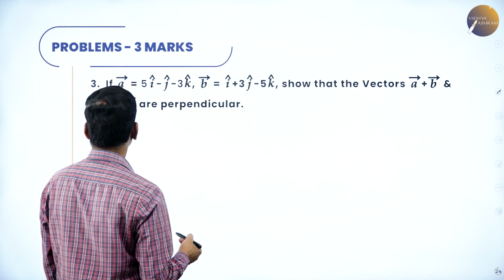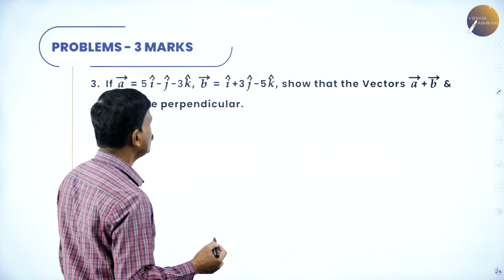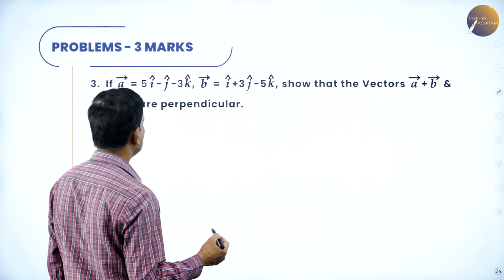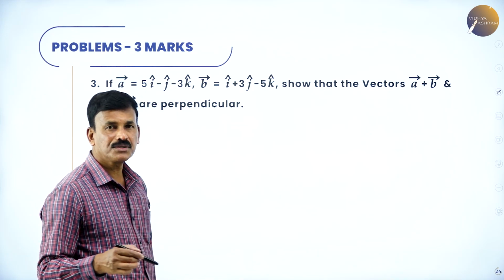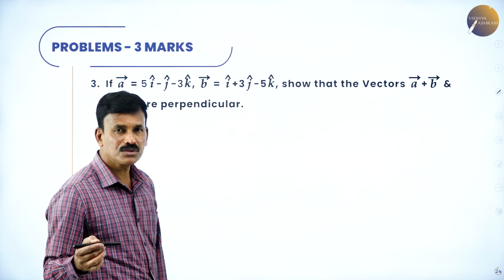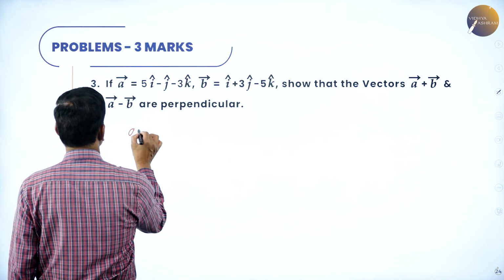So if A is equal to 5i minus j minus 3k, B is equal to i plus 3j minus 5k, show that vectors A plus B and A minus B are perpendicular to each other. So for two vectors to be perpendicular to each other means their dot product must be equal to 0. So here just find out A plus B and A minus B.